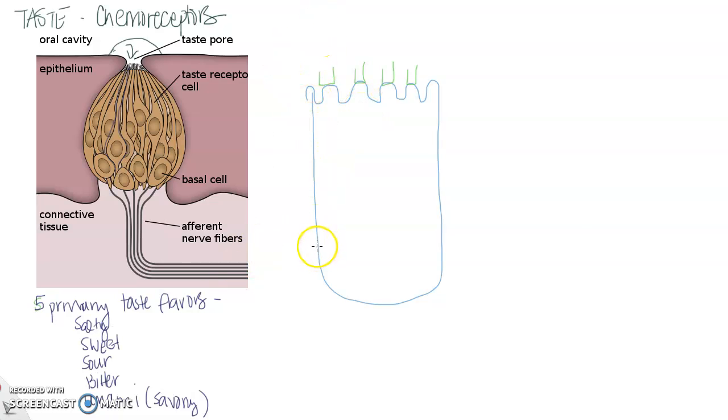And there's 2 ways that the cell takes in that flavor and gets it to your brain. And the first one has to do with salty and sour taste. So salty and sour. When something salty or sour comes in, it binds to the receptor. And when that occurs, this cell creates an action potential. This isn't a nerve cell, but it creates an action potential along its plasma membrane.